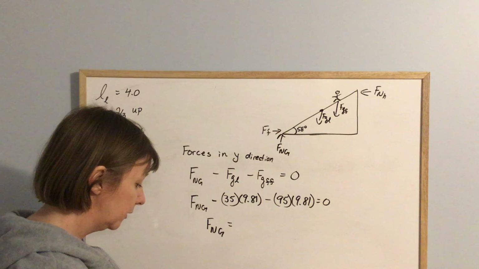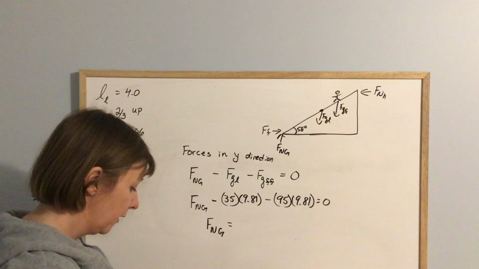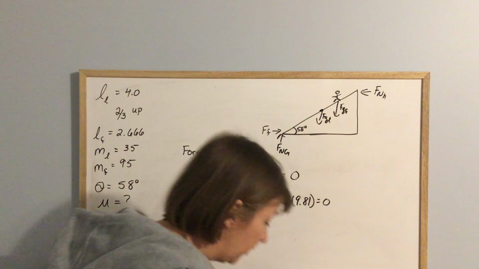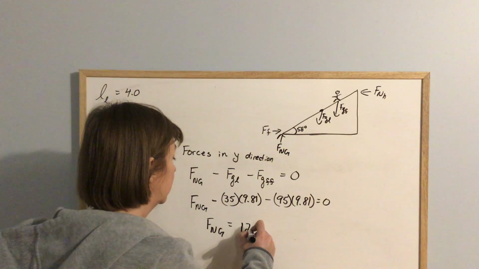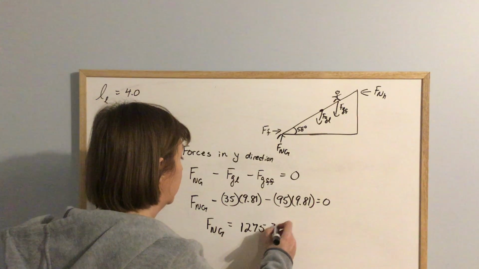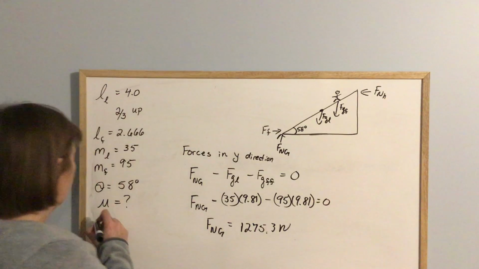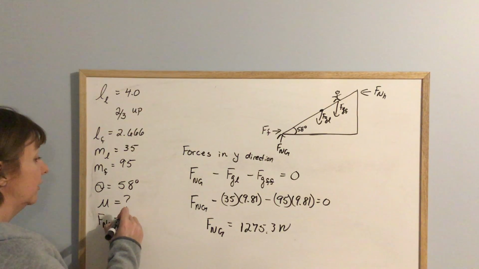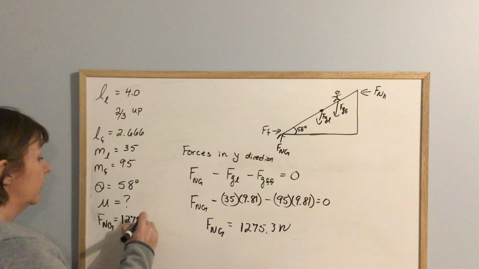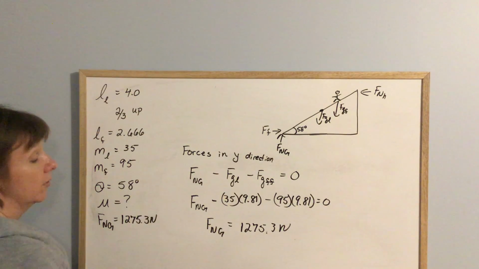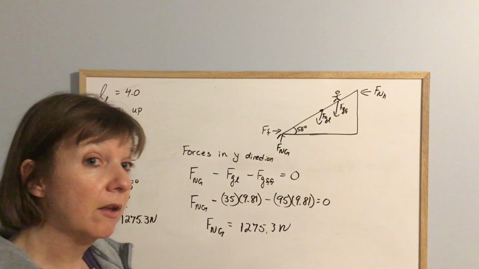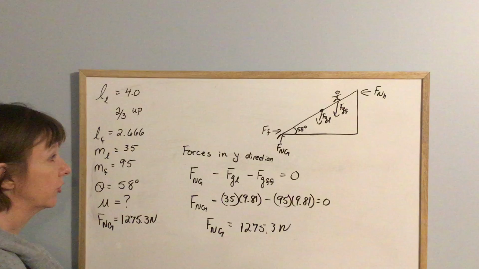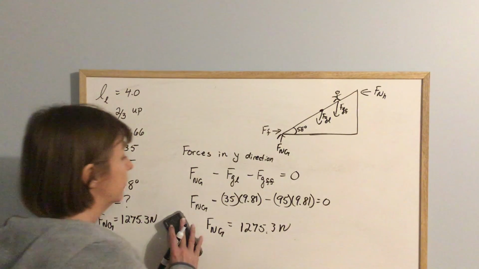I pushed the wrong button. It turns out to be, I'm going to cheat, 1,275.3 newtons. Now, I'm not worried about significant figures because that's not my final answer. That's just a piece of the information that I needed to figure out my answer, because remember, ultimately I'm looking for the coefficient of friction. So I've looked at my forces in the y direction.